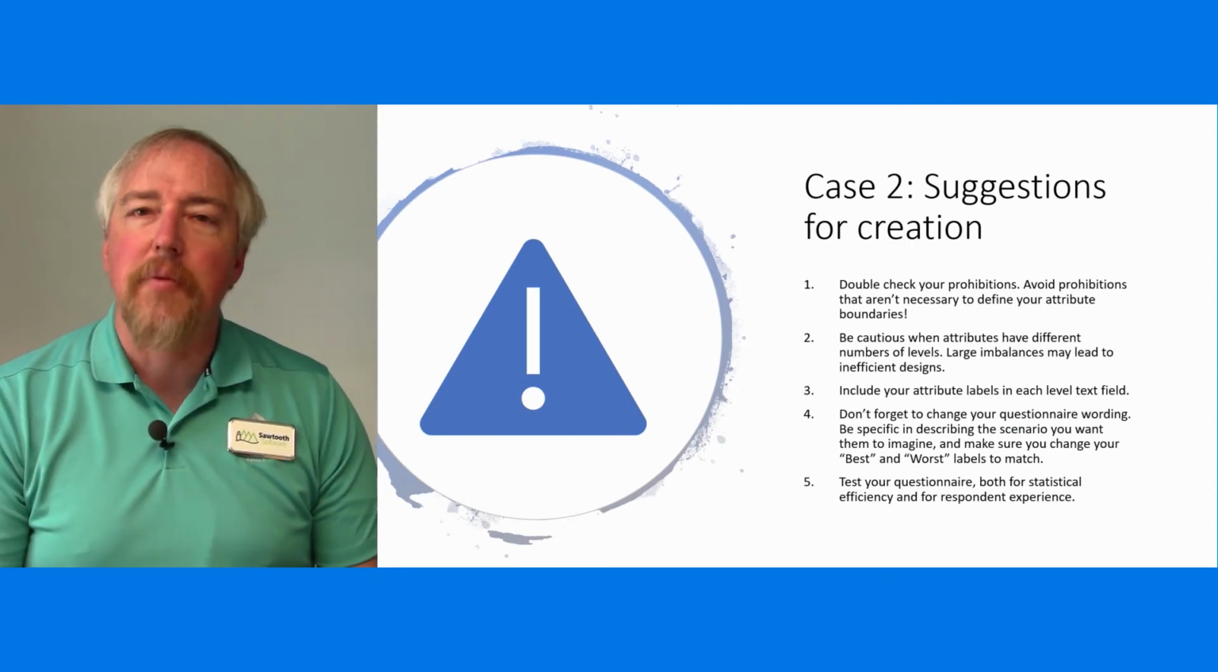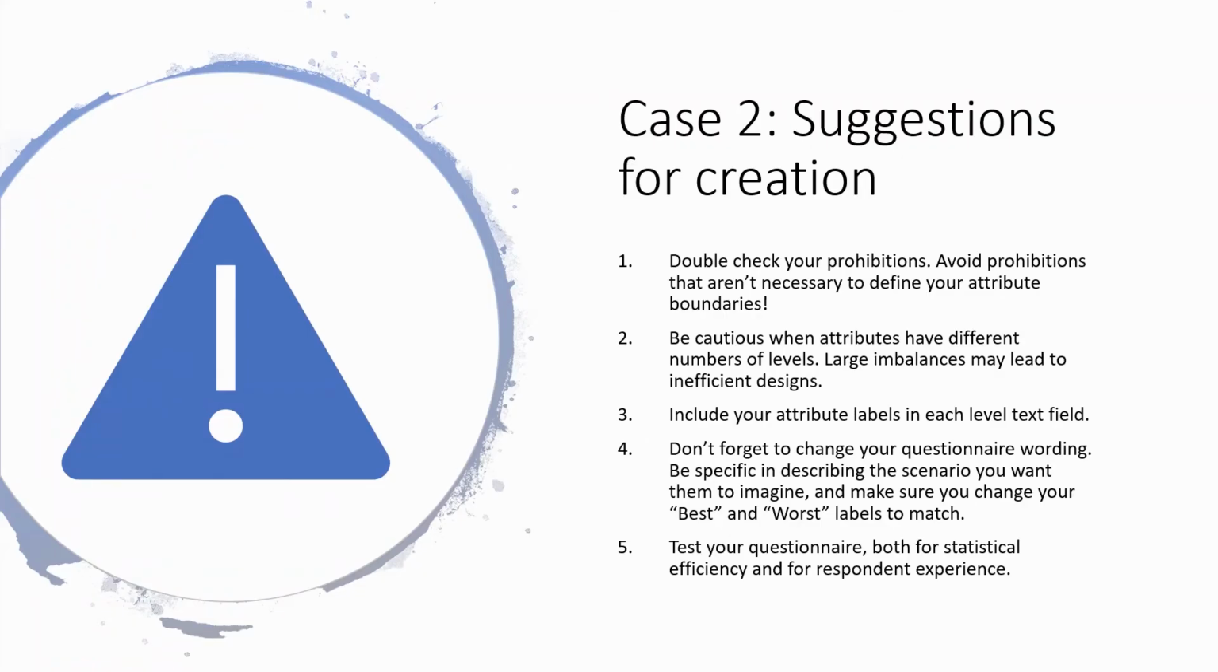Okay, again, a couple other suggestions for creating the survey. Double check your prohibitions. Be cautious when attributes have different numbers of levels. It may make it so that you want to change how many questions you're asking, how many levels per task. You also want to include your attribute labels in each of the fields. So if I just said yes, no for Parana Prime, the respondent wouldn't even know what I was talking about. So you need to make sure that those level labels are in there.